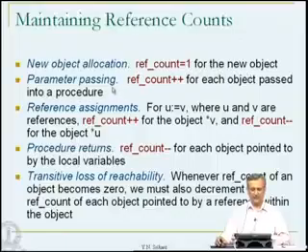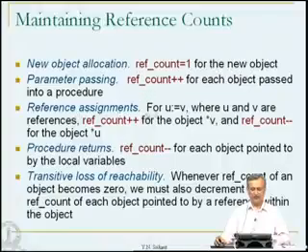Parameter passing. Reference count plus plus for each object passed into a procedure, that is, each parameter that comes into the procedure is pointing to some object. Now, because this becomes a variable in a different procedure, the reference count becomes one more, because there is a new variable pointing to it, that is the parameter itself.